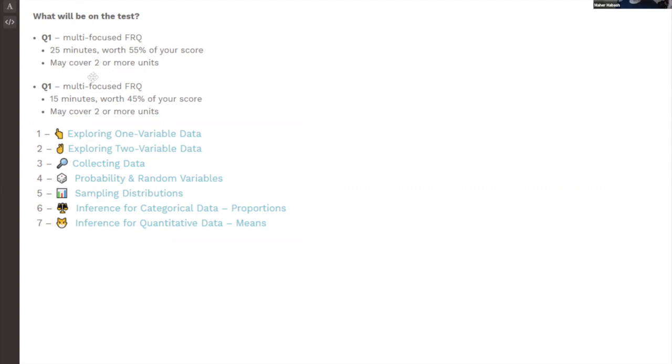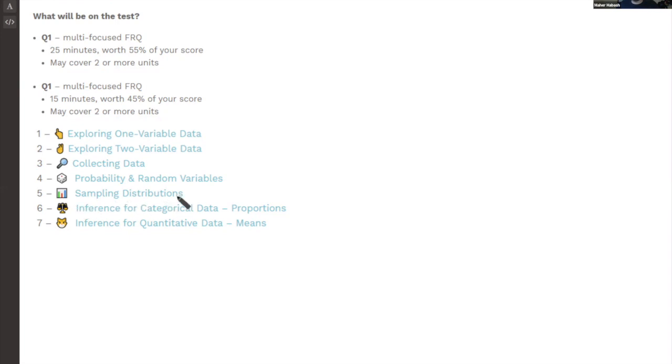We've got two questions. One's 25 minutes, the other's 15. The first one's worth slightly more of your grade, and they're definitely going to cover at least 2 units each from these units right here. So we're definitely going to have one variable data, two variable. We're going to have to figure out how to collect it, good research methods. Probability and random variables we'll talk about.